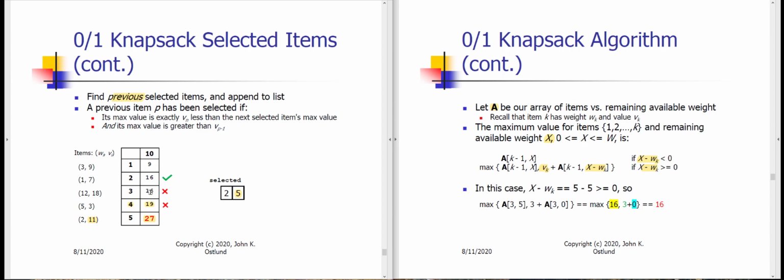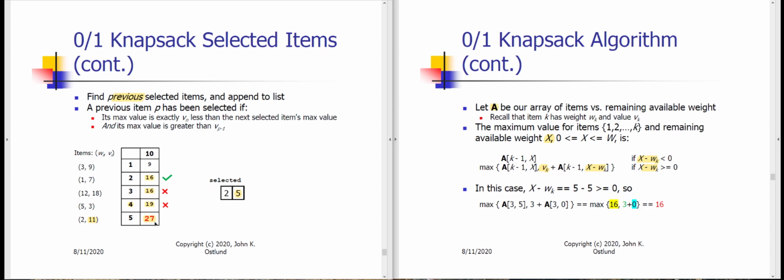Now, we may have used item 3 based on this analysis, because 16 is exactly 11 less than 27. The problem here is the same as the original problem we talked about, which is that the value of all the items up to and including item sub 3 is no different from the value of the items up to and including item sub 2.